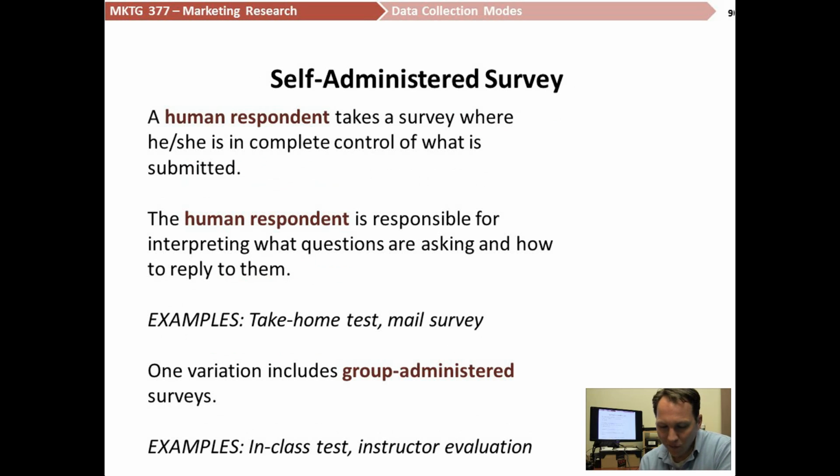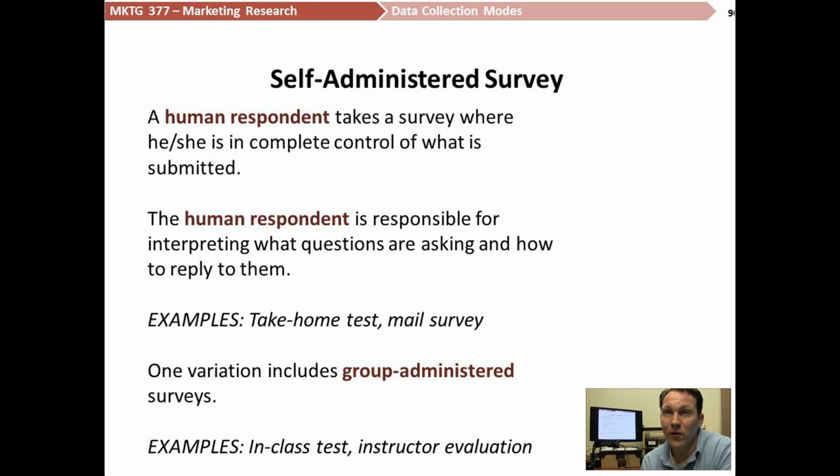Next, we have the self-administered survey, and that's where a human respondent takes a survey where he or she is in complete control of what's submitted. These are often done on paper, not always, but often. And in this case, the human respondent is responsible for interpreting what questions are asking and how to reply to them. So, I think the most common form of self-administered survey we're all familiar with is a paper survey where you can write whatever you want, wherever you want, and answer the questions in whatever way you think is valid.